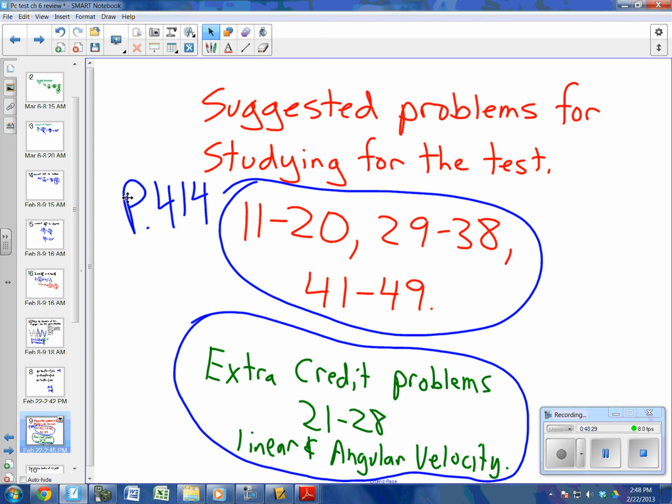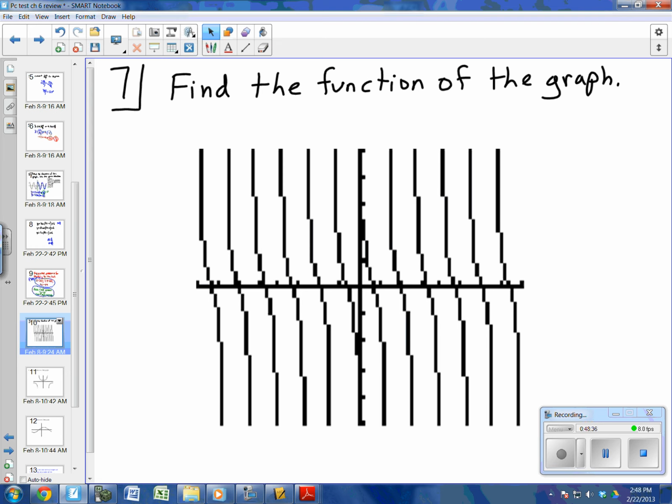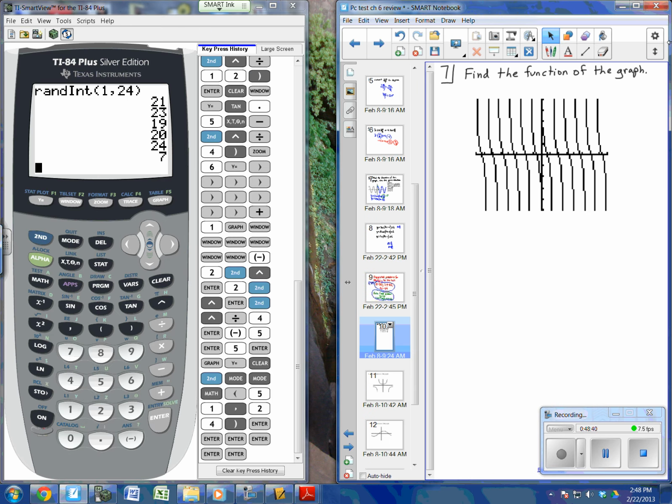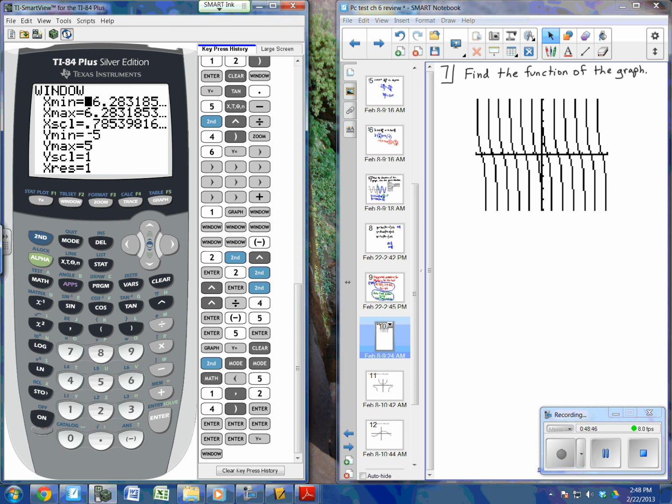Also, I'm going to do a couple of problems right here that we didn't get a chance to do in class. I am going to talk about this one right here. I'm going to bring up my calculator. And I'm going to make sure my window is correct, negative 2 pi to positive 2 pi, pi fourths, negative 5 and 5. And I am going to try and find the function of that graph.